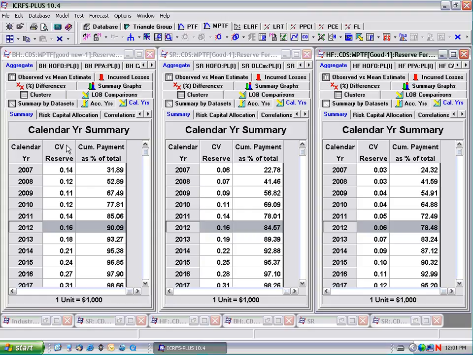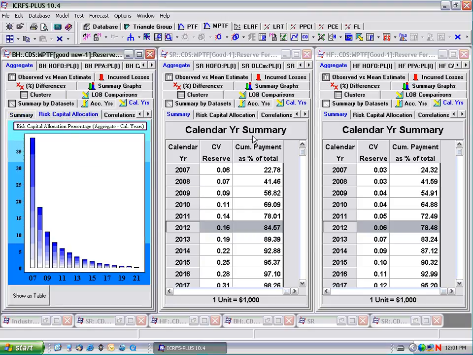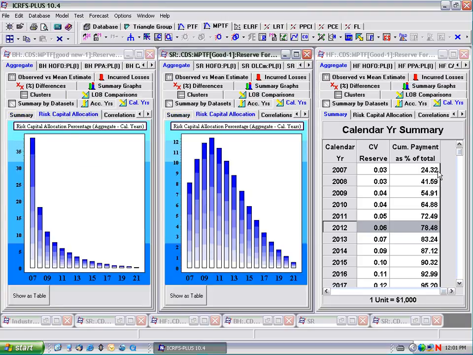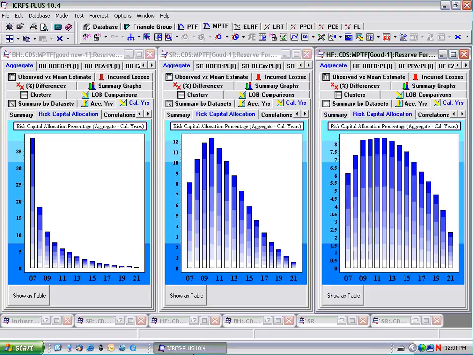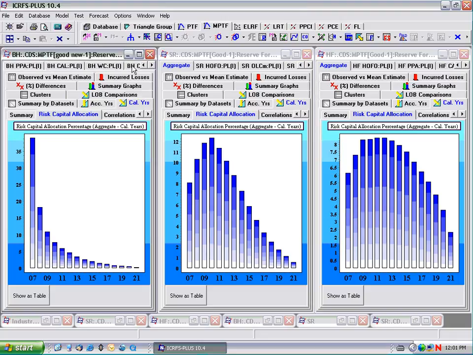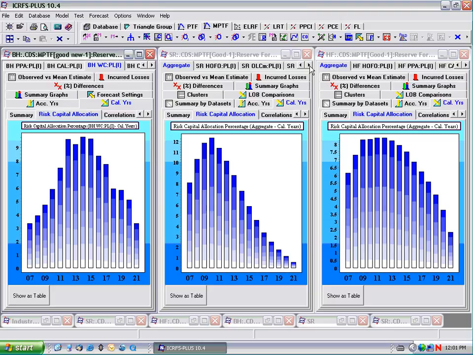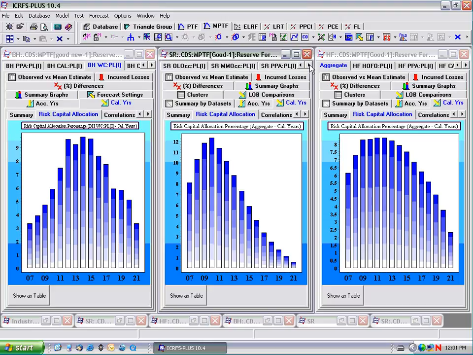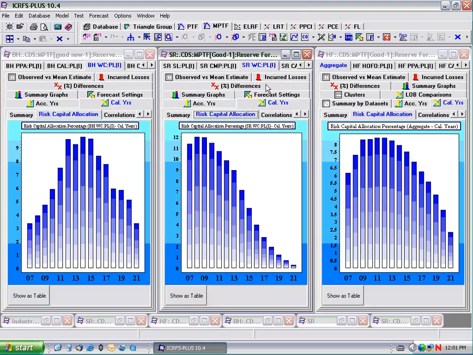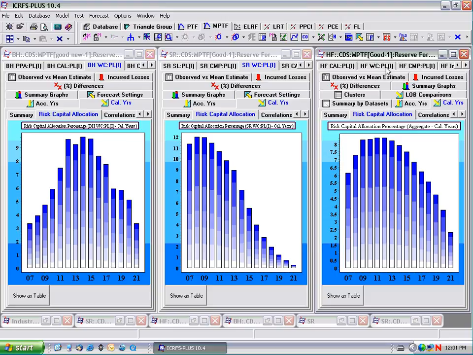What about if we look at the risk capital allocation by calendar year as a total? Well, you get very different profiles. Very different profiles between Berkshire Hathaway, Swiss Re, and it's also very different profiles for, let's suppose we look at workers' comp by calendar year. Define workers' comp, don't I? Workers' comp. Okay. That's risk capital allocation, workers' comp.